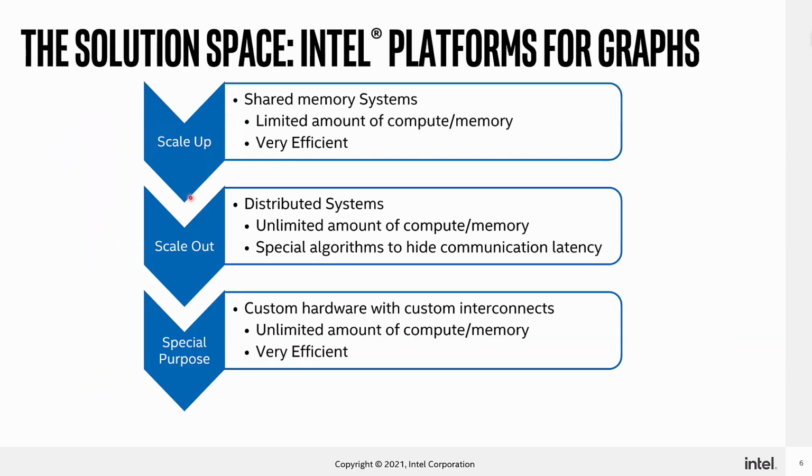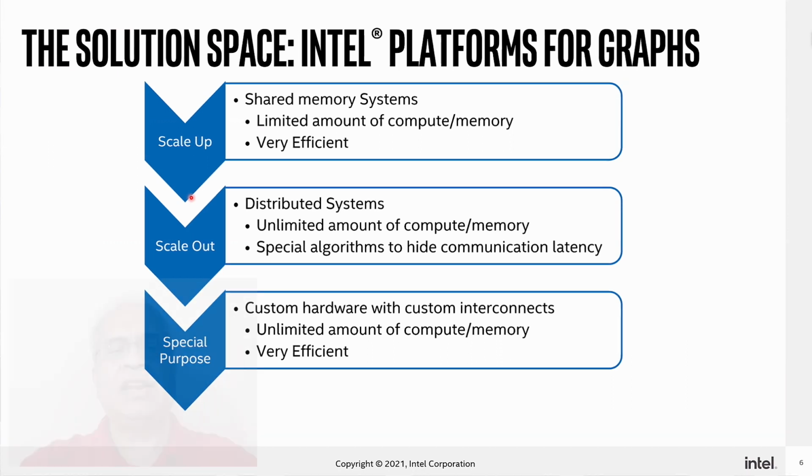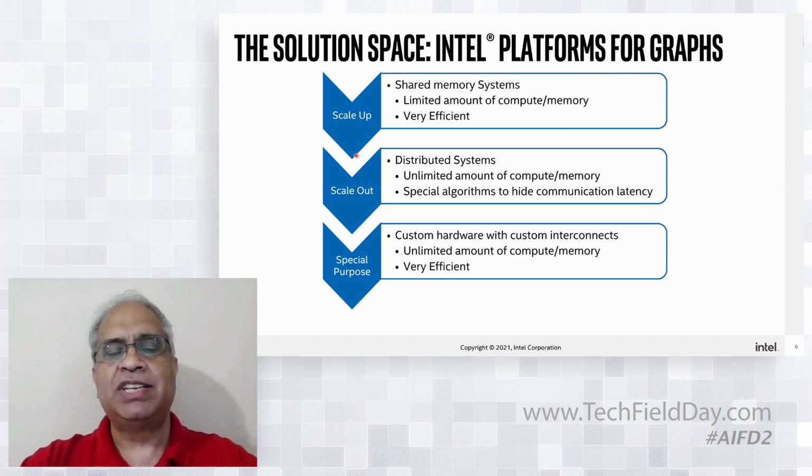Now, in terms of the solution space, I mentioned three things. One is the shared memory systems, where the graphs can fit inside a single machine, and we can operate on those, and typically we call them scale-up. Now, in scale-out, we have distributed systems where the graphs are split up into multiple parts, and each of the nodes inside your distributed system is going to operate on a subgraph and then combine the results.